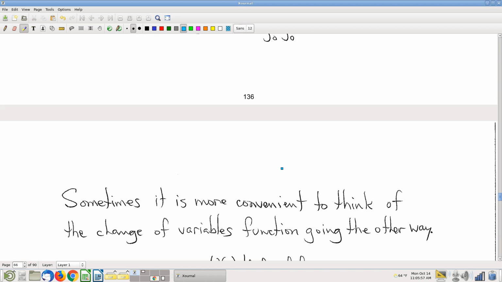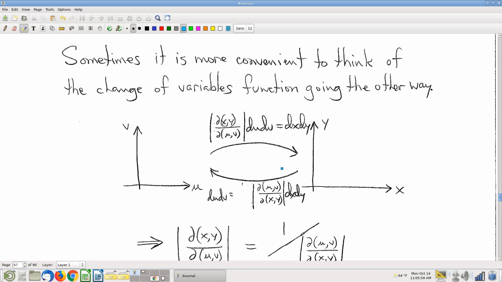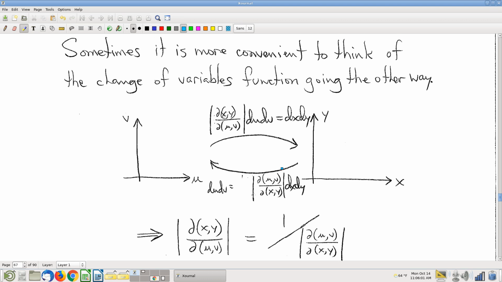Okay. All right. Neat observation. Sometimes, instead of thinking of x and y as functions of u and v, you might want to go the other way. Now, I'll make the observation that there is nothing magic about letters of the alphabet and alphabetical order, right? It's just as legitimate to think of u and v as functions of x and y instead of x and y as functions of u and v.